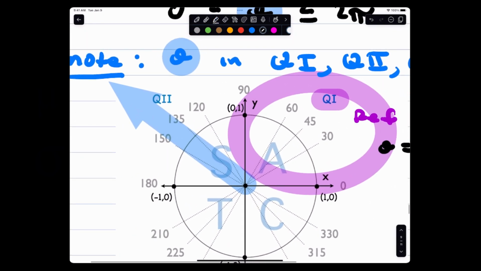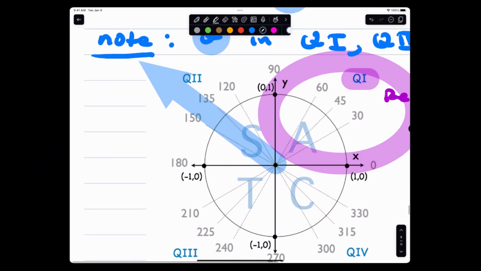And to remind you, if you have an angle in quadrant 2, what equation do you use? You guys remember? Theta will be pi minus the reference angle. So you always need that reference angle.